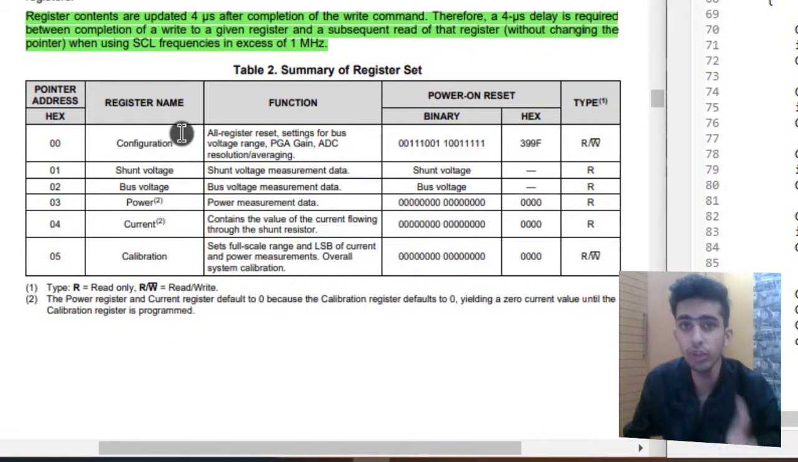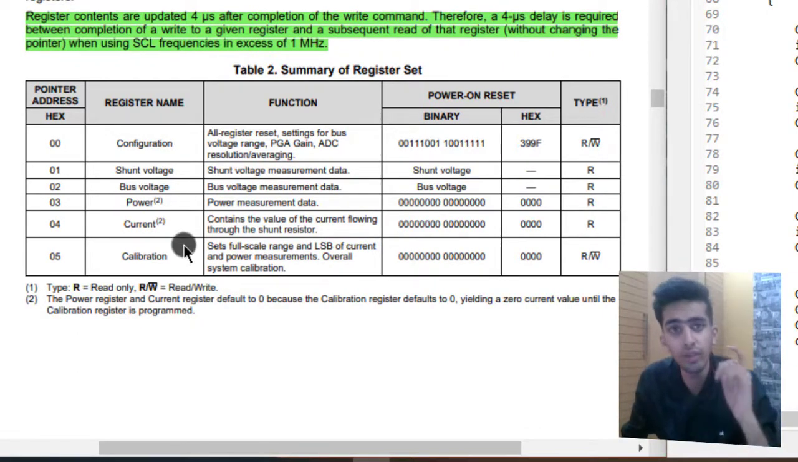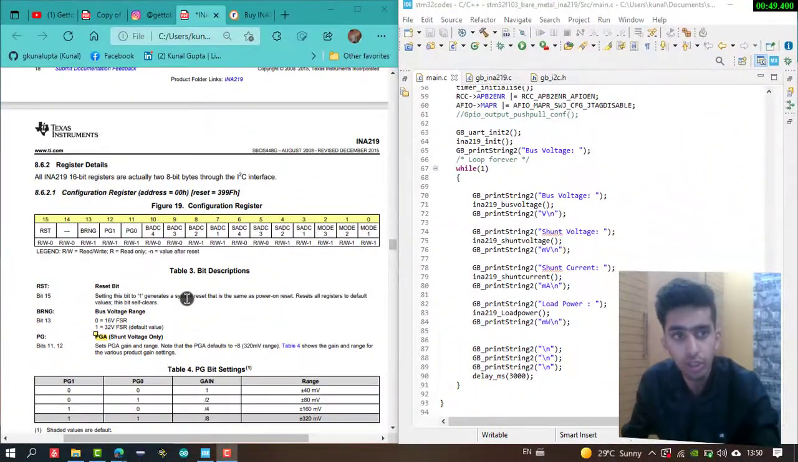The configuration register is the one that will configure my INA 219, that is what ADC resolution we are using, what programmable gain we are using, the maximum shunt voltage input to the current sense amplifier, and all other such settings. And we have to configure the calibration register so as to get the power and the current readings. So we will first see the configuration register.